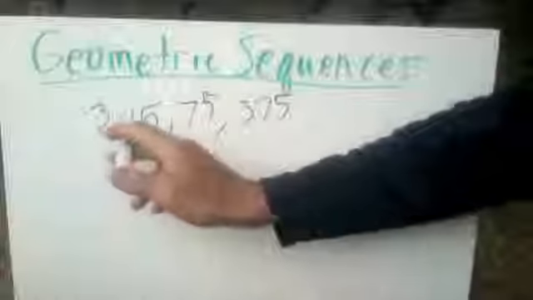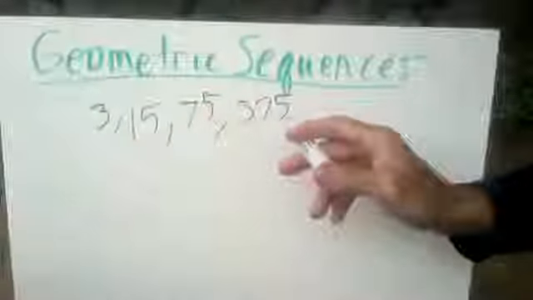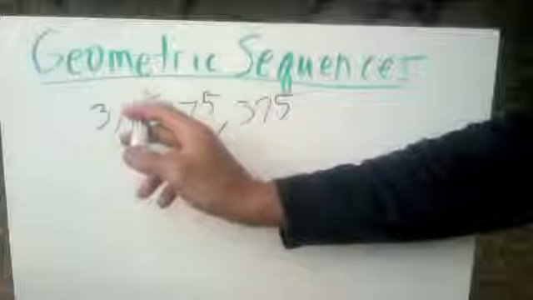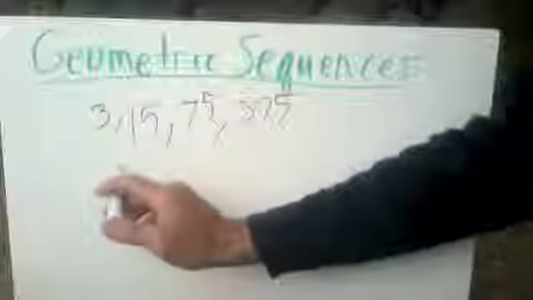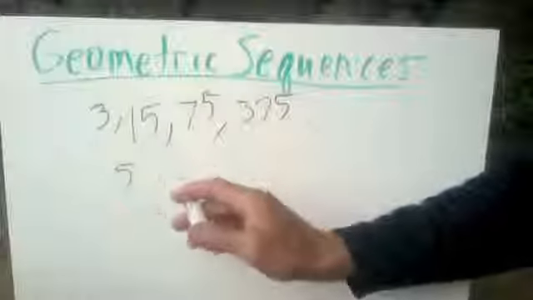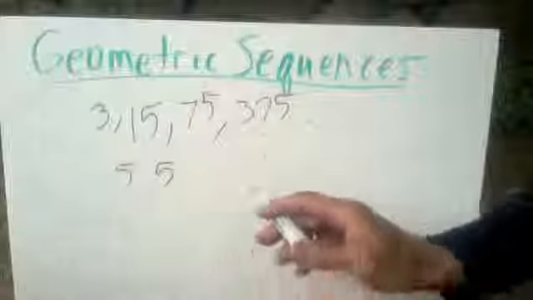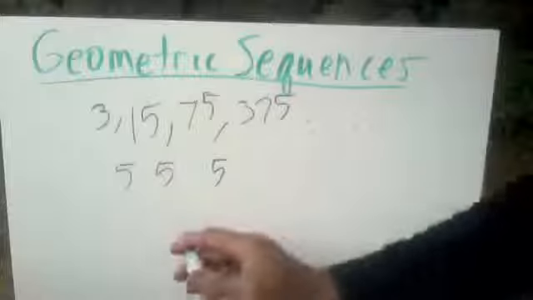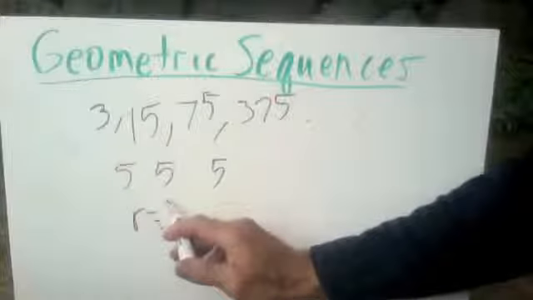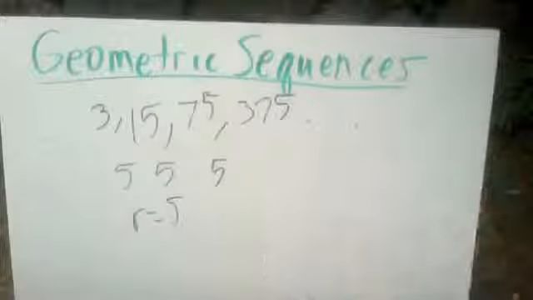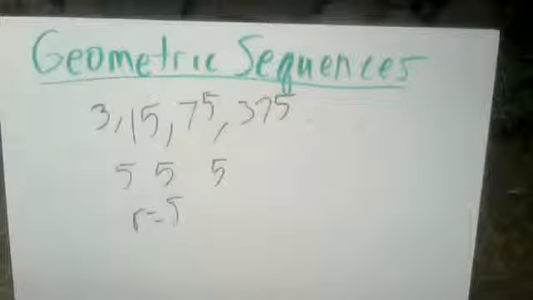Well, if you notice, if they gave you a sequence and asked you if it's geometric, just try dividing them. Divide 15 by 3 and you get a common ratio of 5. Divide 75 by 15, you get a common ratio of 5. Divide 375 by 75 and you get a common ratio of 5. So in this case, there is a common ratio, and it just tells you automatically that you have a geometric sequence. Alright, so that's how to recognize one.